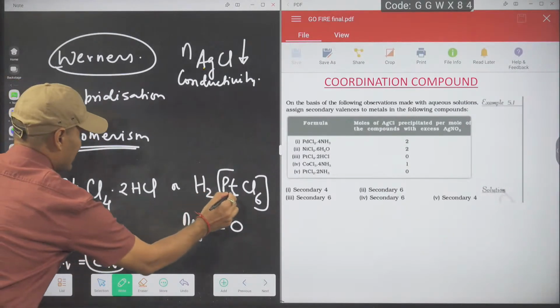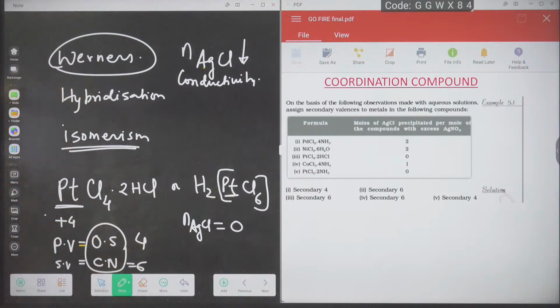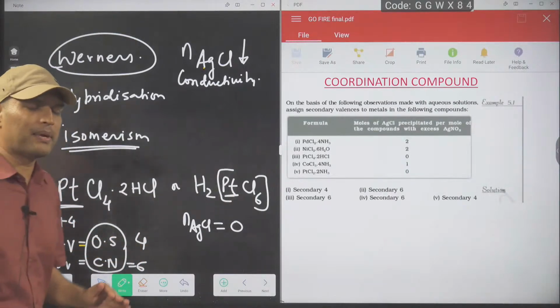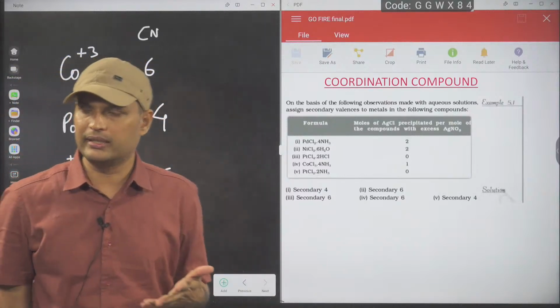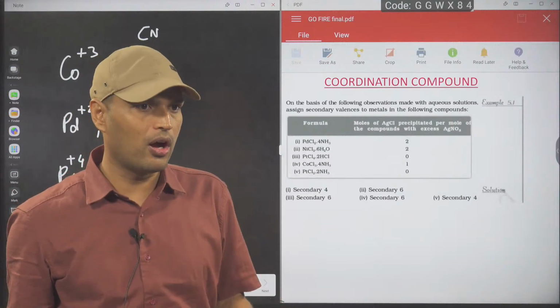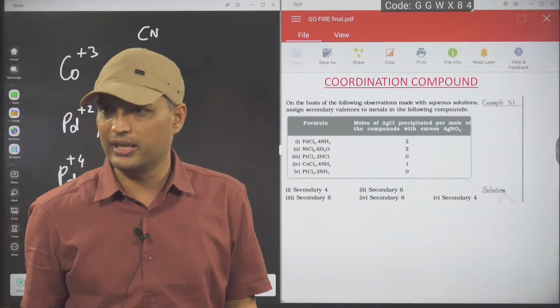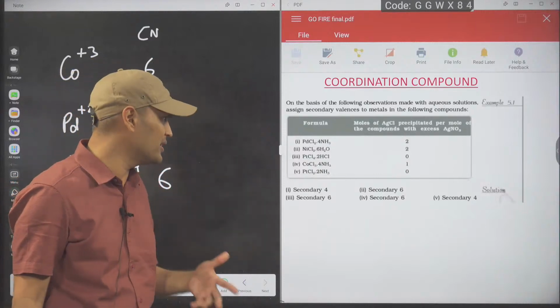What is the oxidation state of platinum? You have said 4. So primary valency is 4. Tell primary valency always from oxidation state.